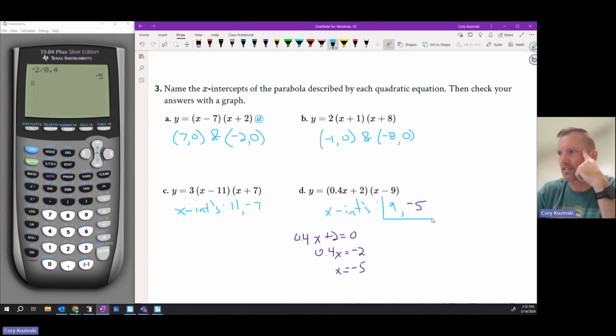Let's check and make sure that's the case. Clear that one off. Parentheses 0.4x plus 2 and x minus 9. 0.4 of -5 would be like -2, yeah, and -2 plus 2 would be 0. There we go. So we got our trace. -5 is one of our intercepts, 9 is the other.